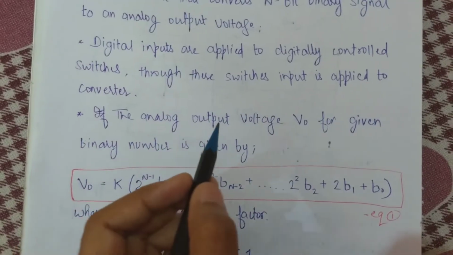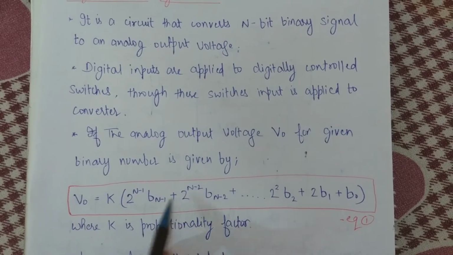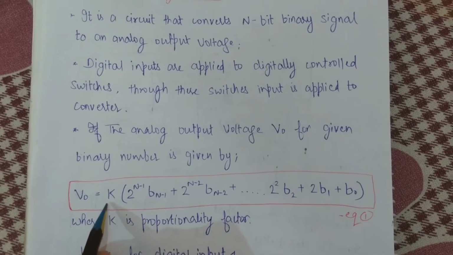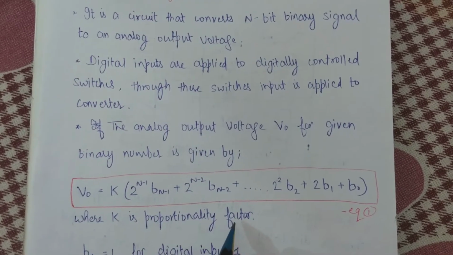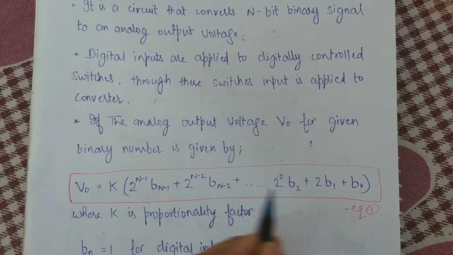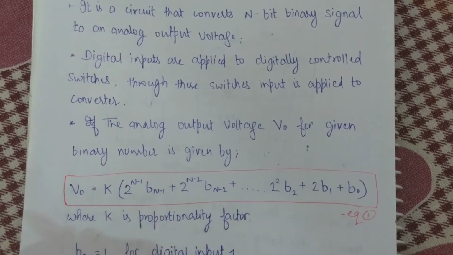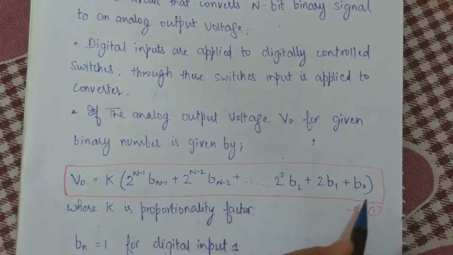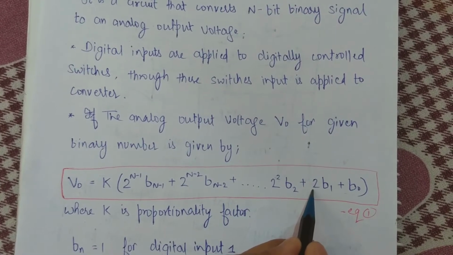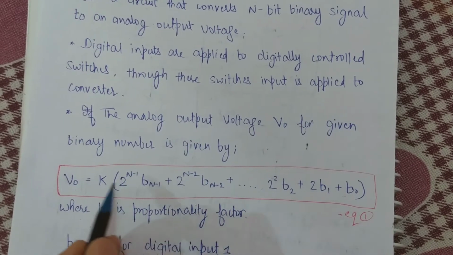Now the analog output voltage for the given binary number is given as this. This is the basic formula. Okay, so output voltage will be equal to K, where K is a proportionality factor. We will see it later. And these are the input binary bits, B0, B1, B2 and Bn minus 1. Now corresponding to these bits, you can see some binary weights are there: 2 raised to power 0, 2 raised to power 1, 2 raised to power 2 and so on.